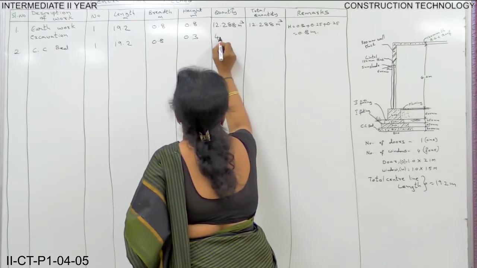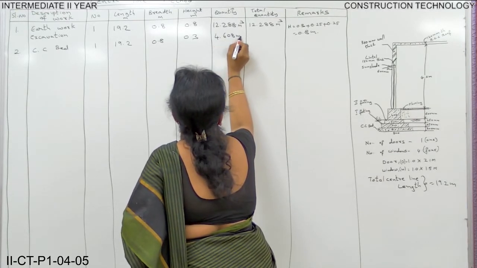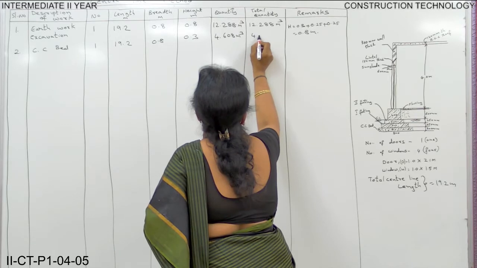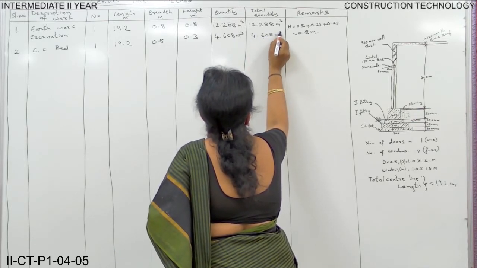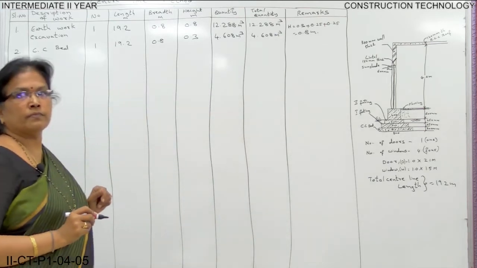That is 4.608 cubic meter. Same thing you have to write in total quantity also, 4.608 cubic meters.